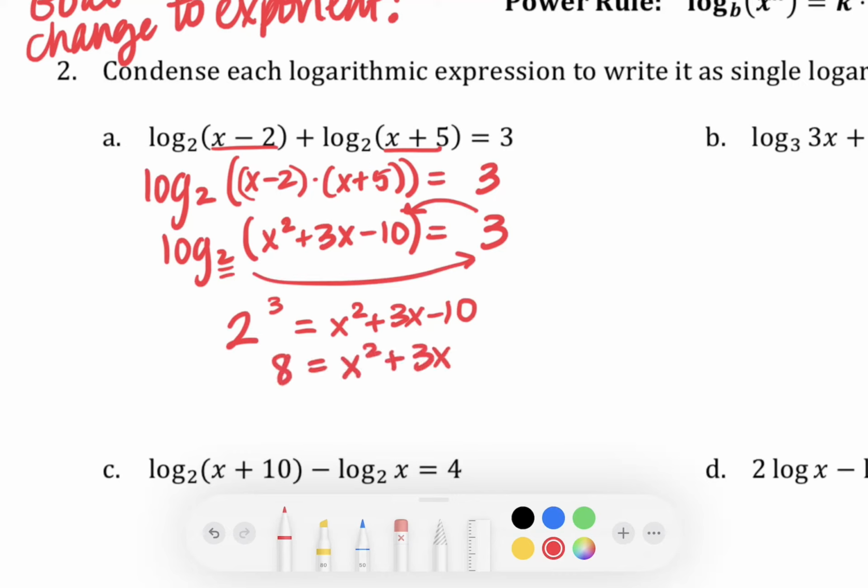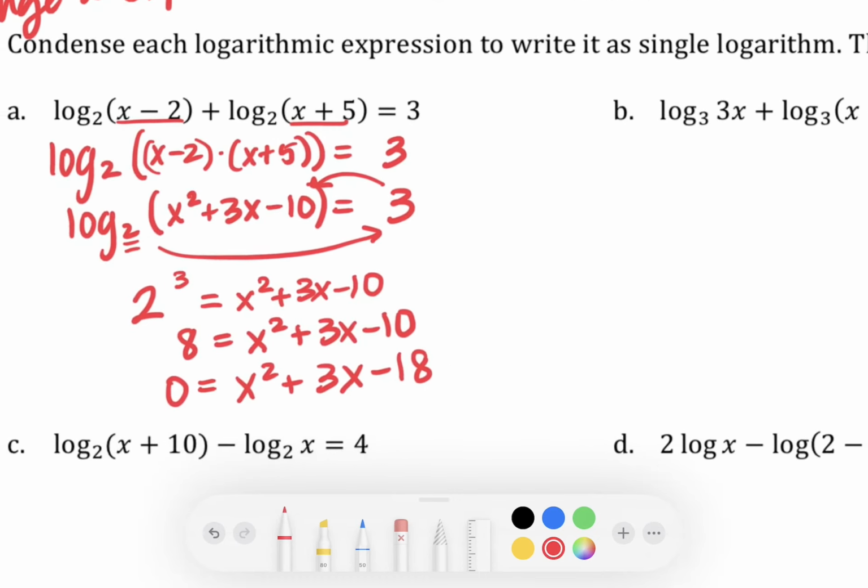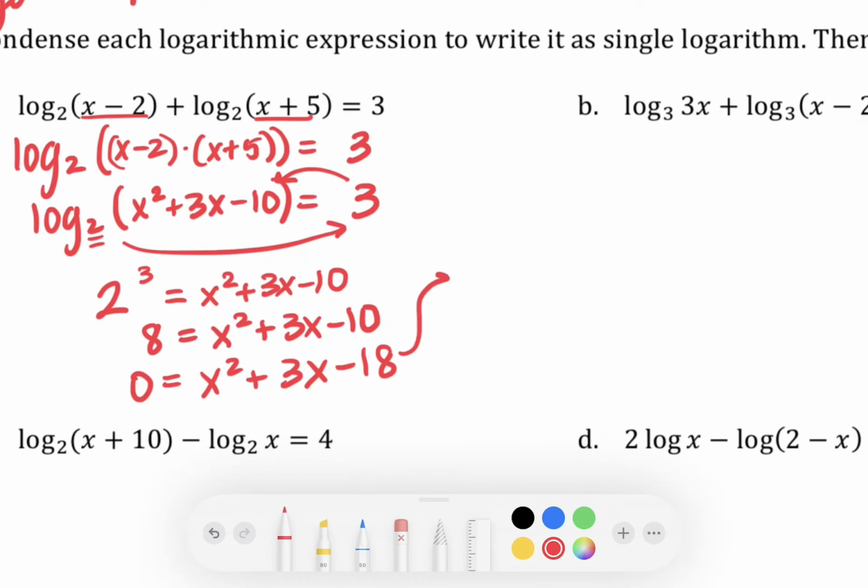And if you're looking at this, don't be afraid. It is just a quadratic. Let's subtract 8 from both sides. And now I need to factor that out. If you guys thought we were getting rid of factoring, I am very sorry to tell you we are never getting rid of factoring.